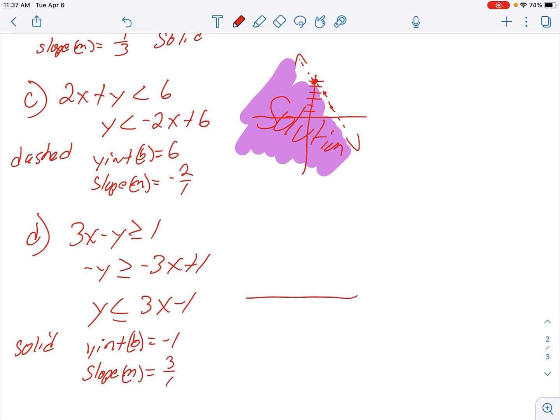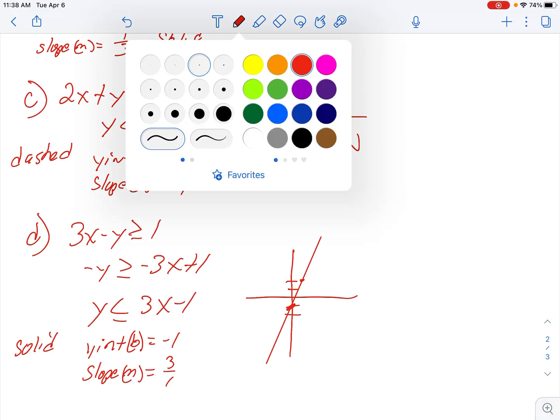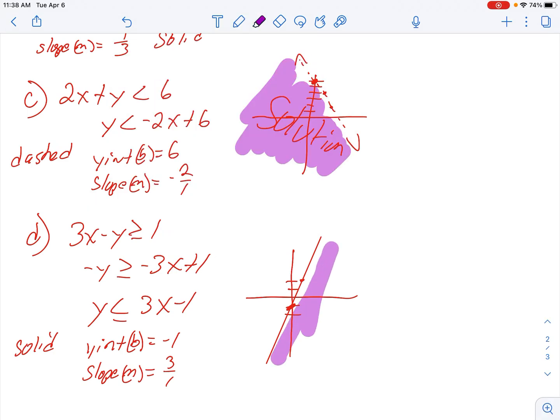So let's finish this off. Down 1. And then go up 3. 1, 2, 3 over 1. Just enough of an idea to get what the line looks like. Again, it was going to be solid. And because we were saying less than, I want the solutions to be below that line. So everything below that is my solution zone. Okay.